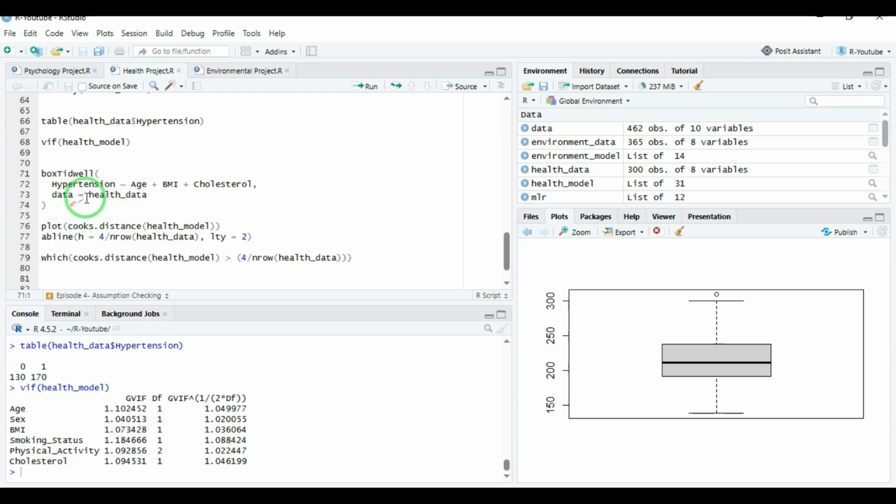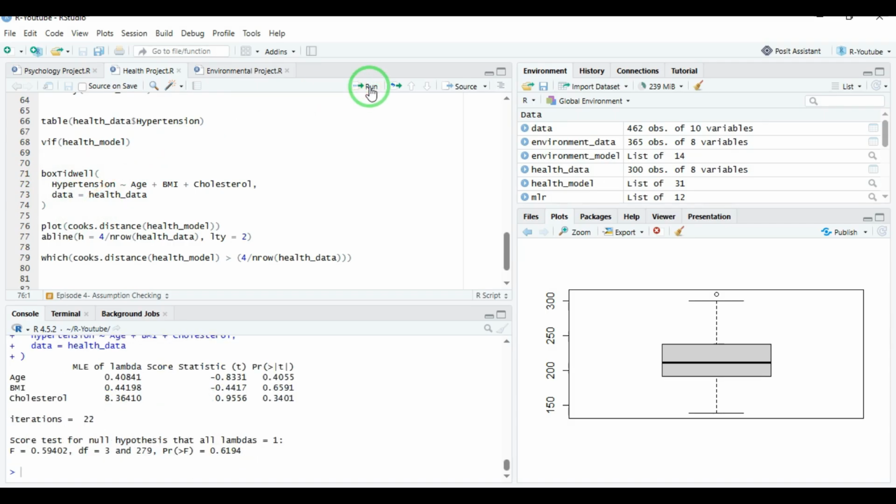One way we can check this is with the Box-Tidwell test. Here, run the test. And the important result here is the p-value. As you can see, these are all greater than 0.05, even the overall test's p-value. So we don't have evidence of a violation of the linearity in the logit assumption.